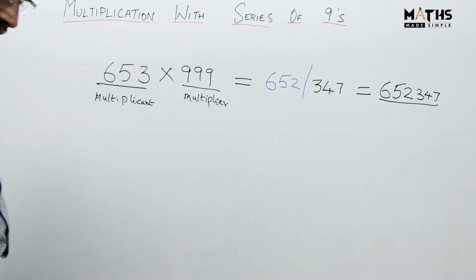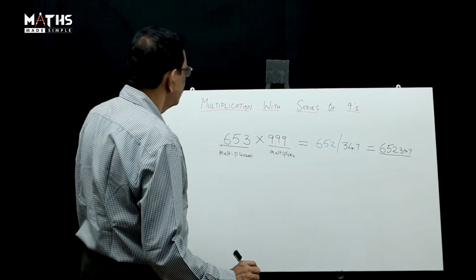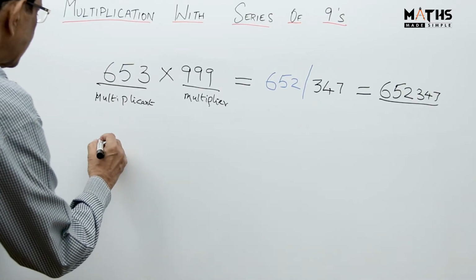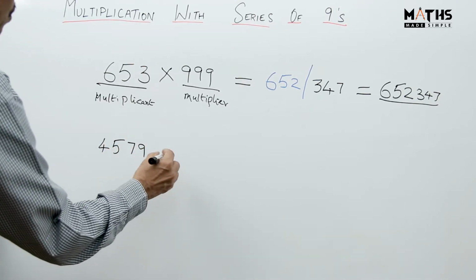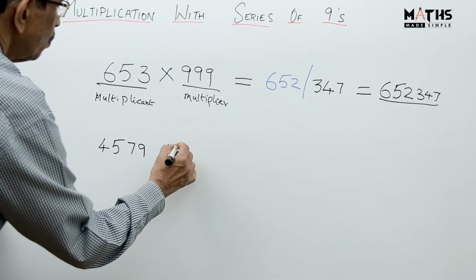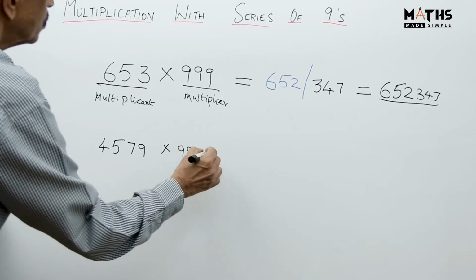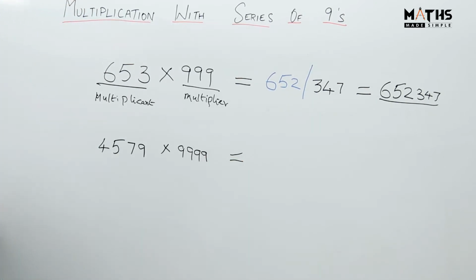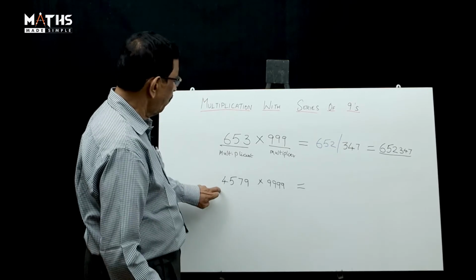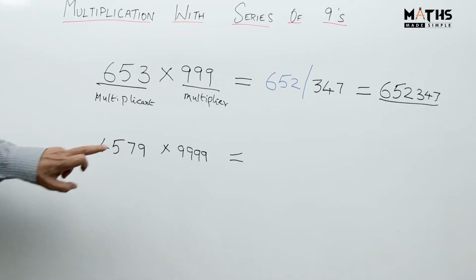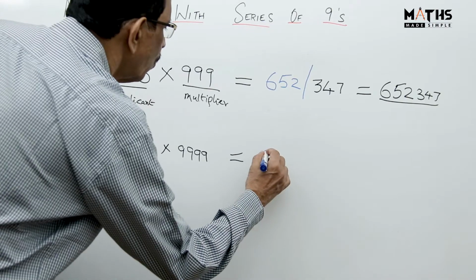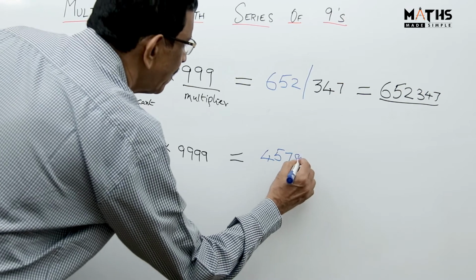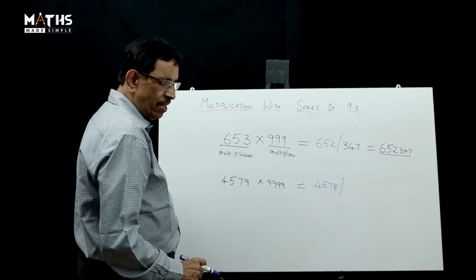Is it clear? Now let us take one more problem where the number of digits is 4. For example, 4579. I want to multiply this with 9999. Now, as usual, I have to minus 1 from the multiplicand. Here the multiplicand is 4579. When I minus 1 from it, the answer is 4578, which forms the left hand side of the answer.